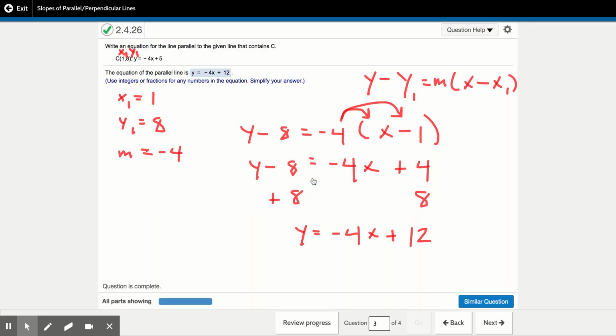Again, another reason why I like to give you randomized work is because you can just keep hitting similar questions so that you can gain a better understanding on how to answer these questions. Now let's move on to perpendicular lines.